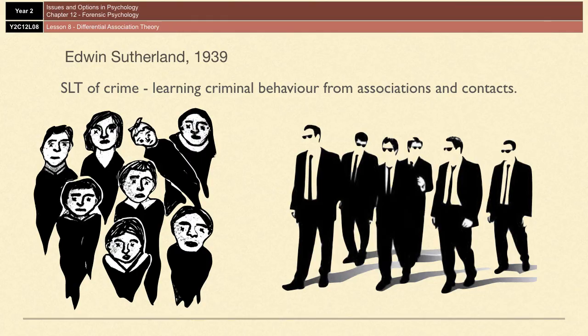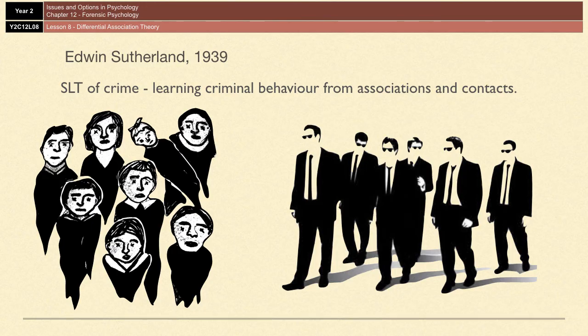So it was first created by Sutherland in 1939, and it's considered to be the social learning theory of crime. So if you think back to social learning theory, which is learning through observation and imitation, Sutherland proposes that offending is learned in the same way as any other behaviour, through observation and imitation, and through the relationships and associations with the people around us.